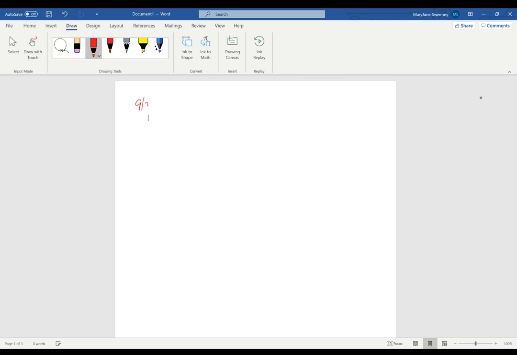Okay, so 9/25/20. This is day 2, inverse trig. With inverse trig, we are trying to find angle measure. Inverse trig finds angle measure.